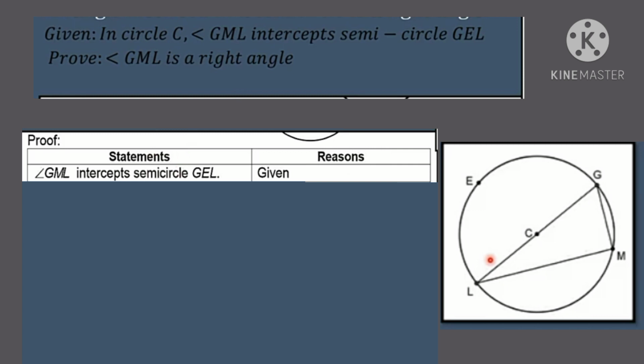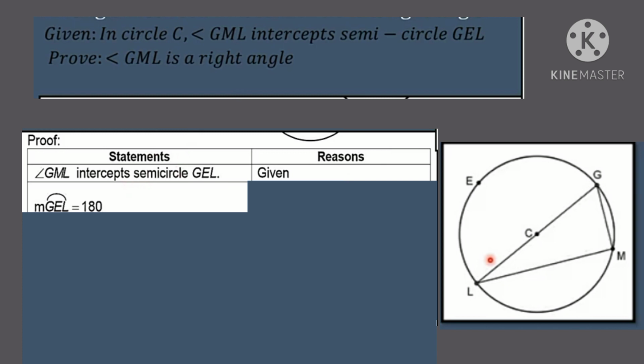Given in circle C, angle GML intercepts semicircle GEL. Let's try to prove that angle GML is a right angle. So the first statement is angle GML intercepts semicircle GEL, and the reason is it's given. And for statement number 2, measure of semicircle GEL is equal to 180. The reason is the degree measure of a semicircle is 180 degrees.